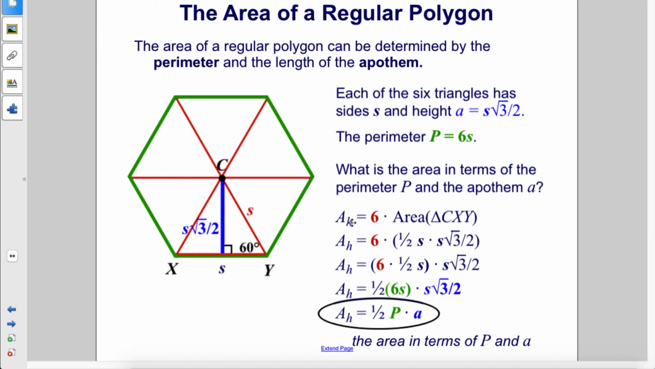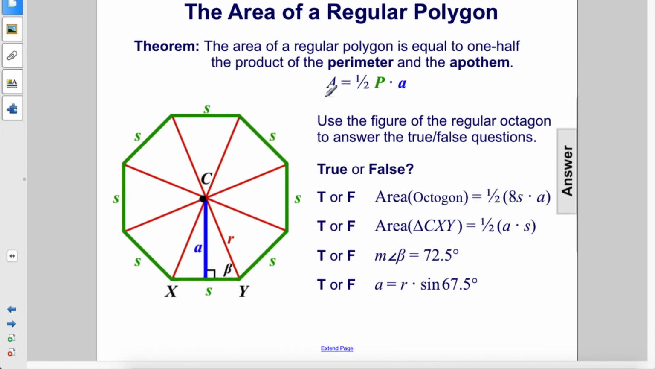Alright, so if you plug in 6 times the area of each triangle, and we have the area of the triangle here, 1/2 base times height, and height is s times the square root of 3 over 2. We can group these, s times 1/2 s. Remember, 6s is the perimeter, so we can replace 6 times 1/2 s with 1/2 times 6s. 6s can be substituted with p. Therefore, the area of the hexagon equals 1/2 the perimeter times a, the height. Alright, so the area of a polygon is 1/2 perimeter times a, this apothem here.